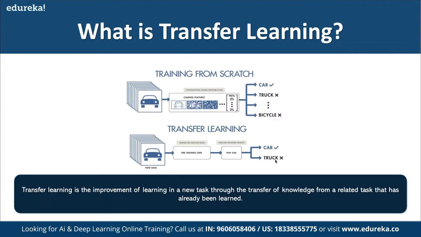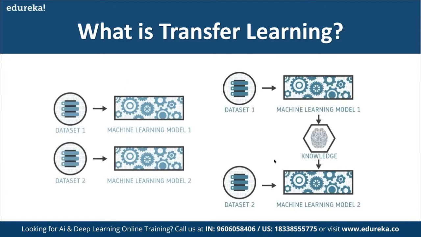Now, that means you are applying the learning you have done from one particular data set, which is about a different thing altogether, to a related one. Like here, car and truck, both are automobiles, or car and van, they are also automobiles, car, auto, something like that. That's the main theme around it. It's still in research. It's not very matured. But this is something which is trending.